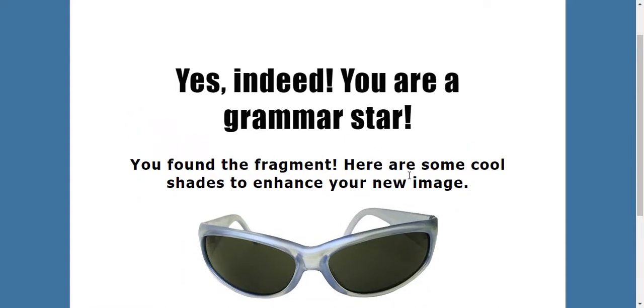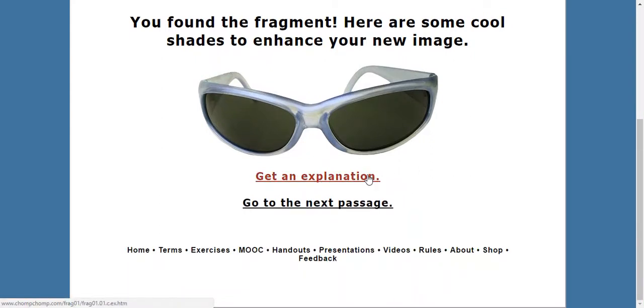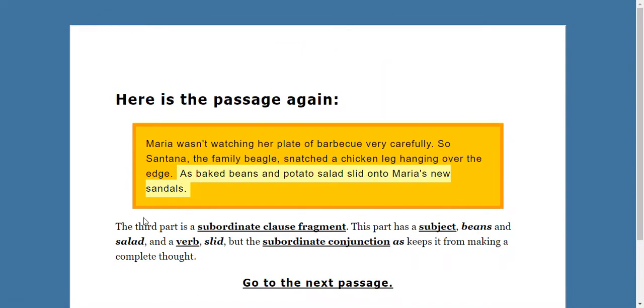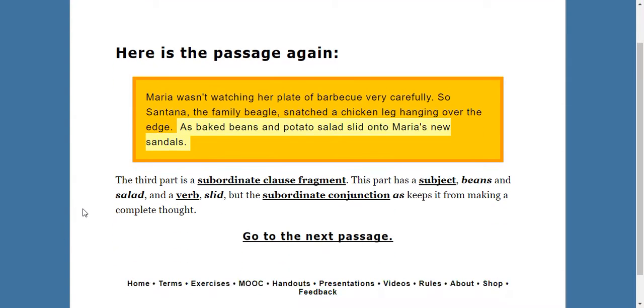She found the fragment. You can get an explanation to see exactly why you are correct. Here you get a full explanation as to why the third part is indeed the fragment. Here it says the third part is a subordinate clause fragment. This part has a subject, beans and salad, and a verb, slid. But the subordinate conjunction, as, keeps it from making a complete thought.